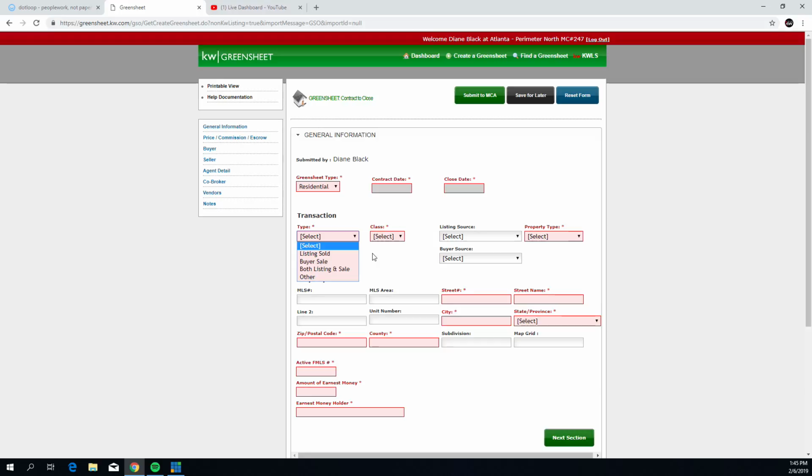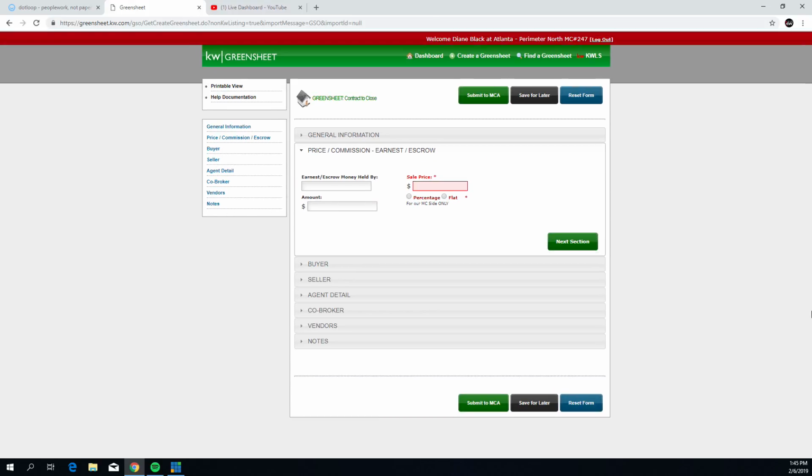Okay, so that's the first page. Now, you notice over here on the left-hand side, it has general information, it has different categories. You can actually click on these if you want to, but you can also just keep going down. Next section. Now, there's only one thing on this section. What does it say? Sales price.